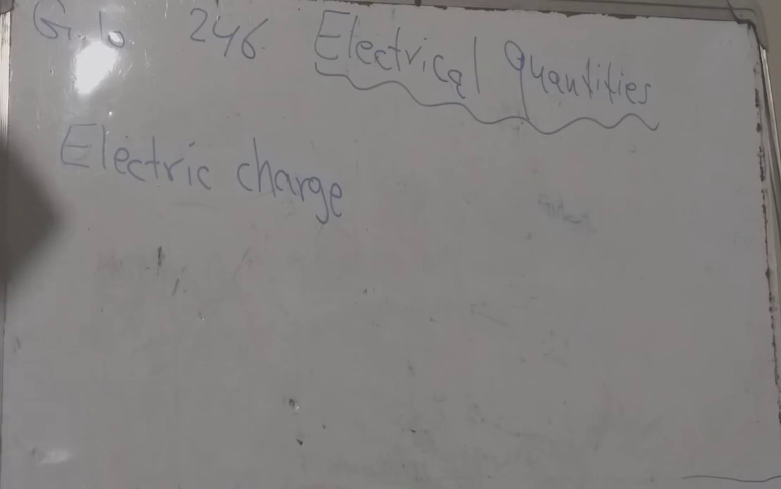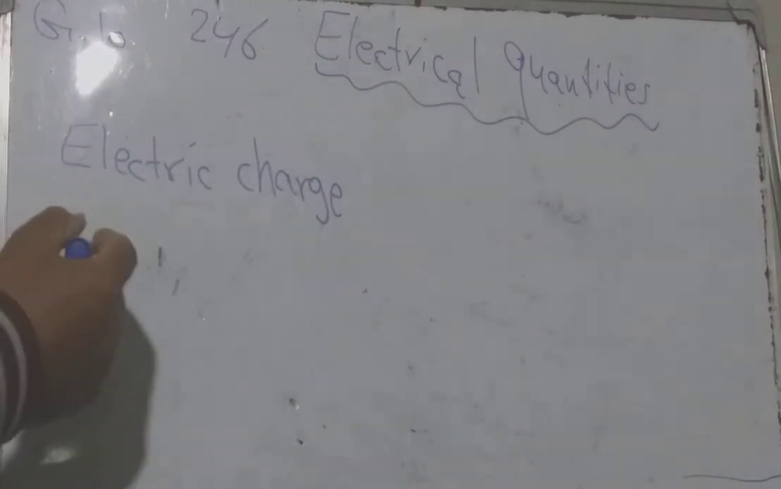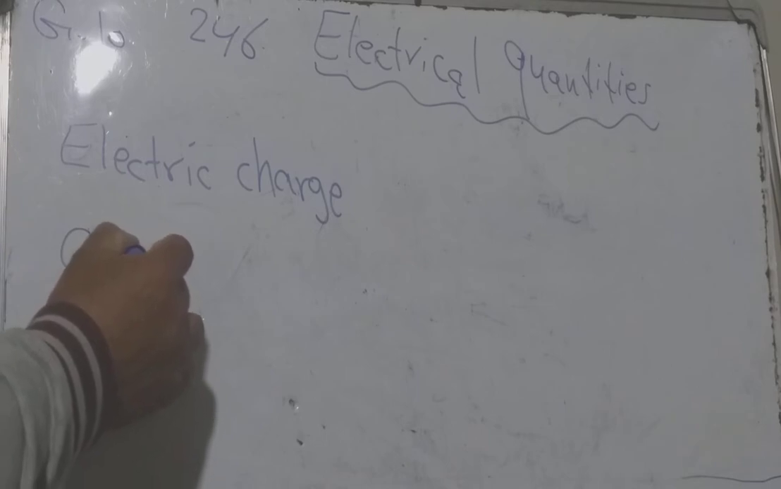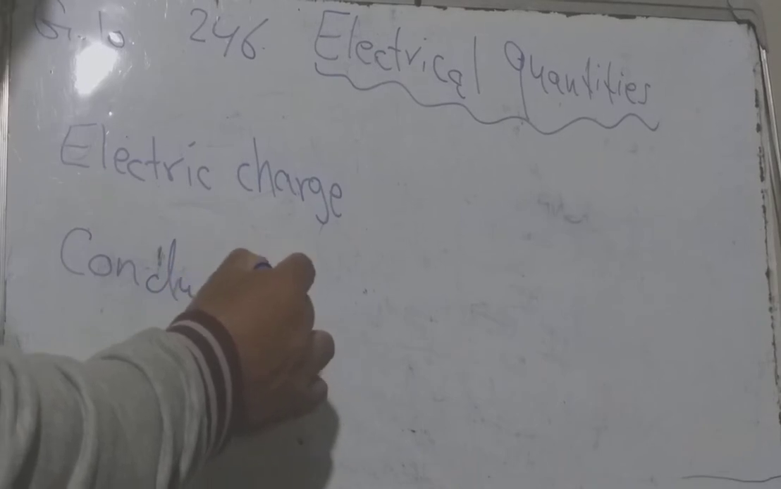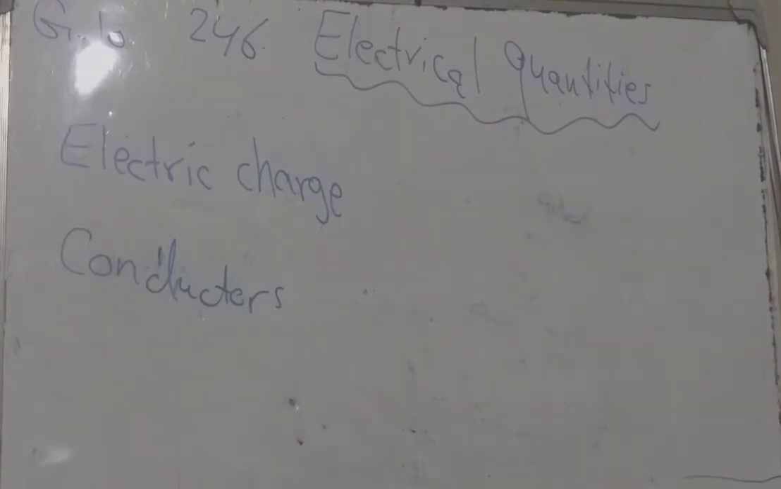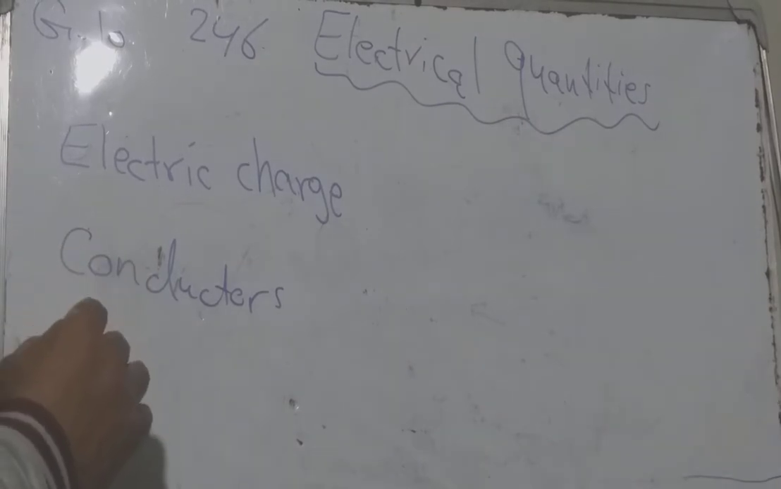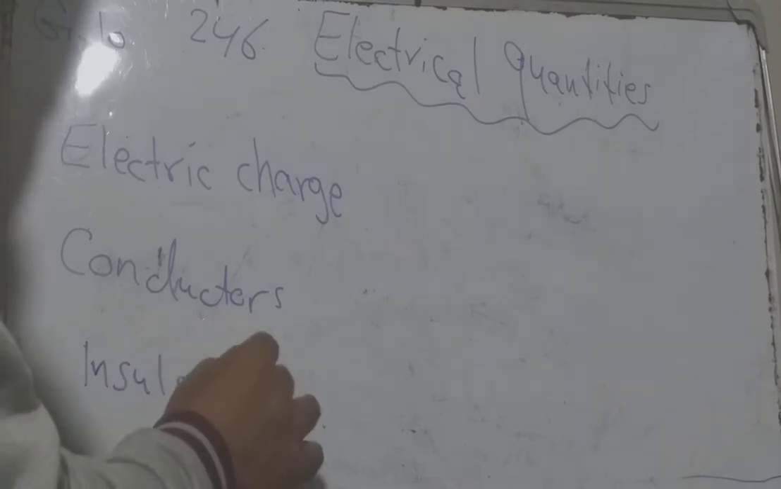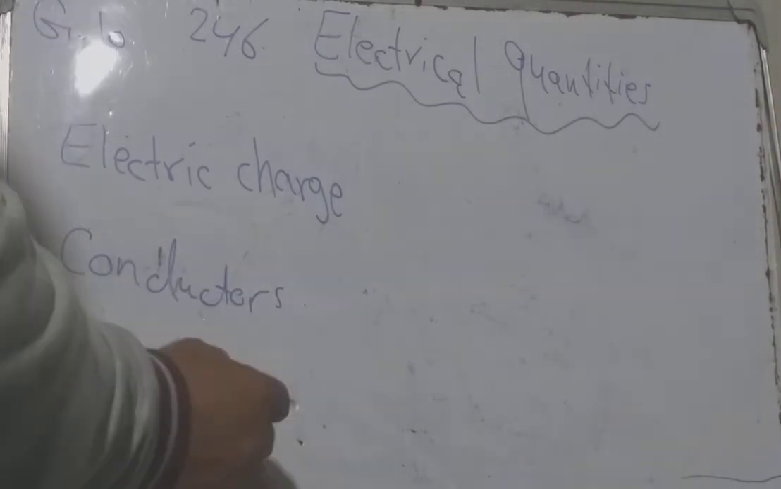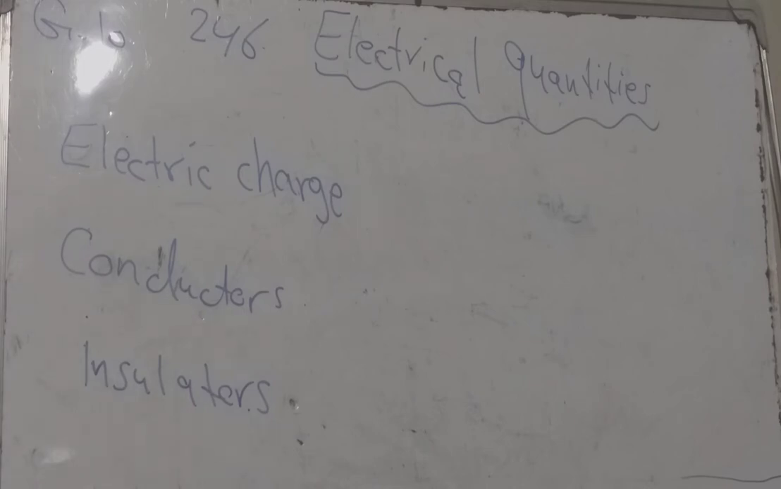Some of them are known as conductors, and some of them are known as insulators. Conductors and insulators. So what is the difference between conductors and insulators? Substances that easily allow electric energy to pass through them are called conductors.